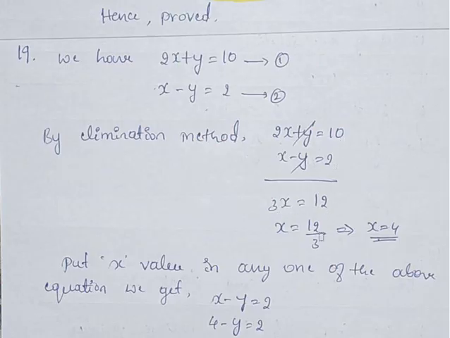You just cross multiply, 12 by 3. 3 ones are 3, 3 fours are 12. So the x value we got here is 4.